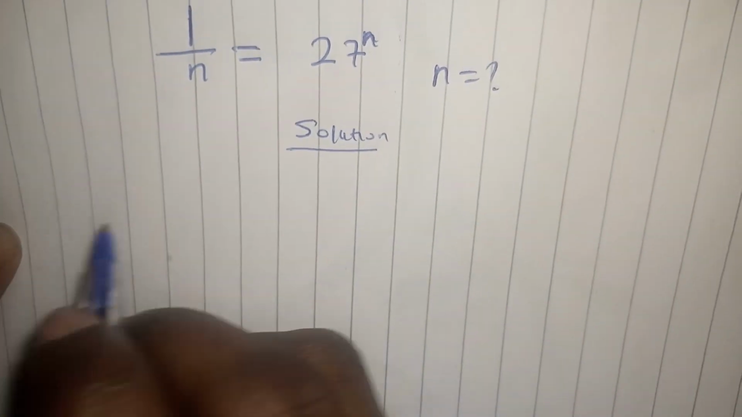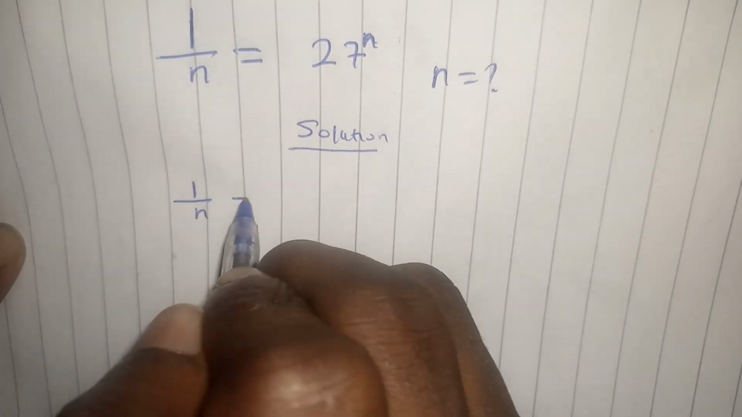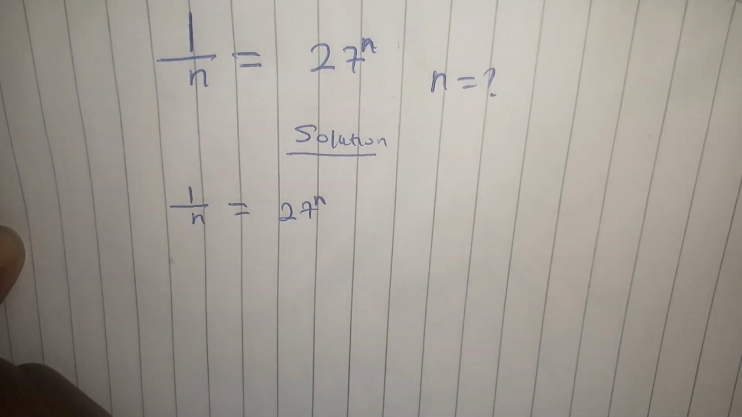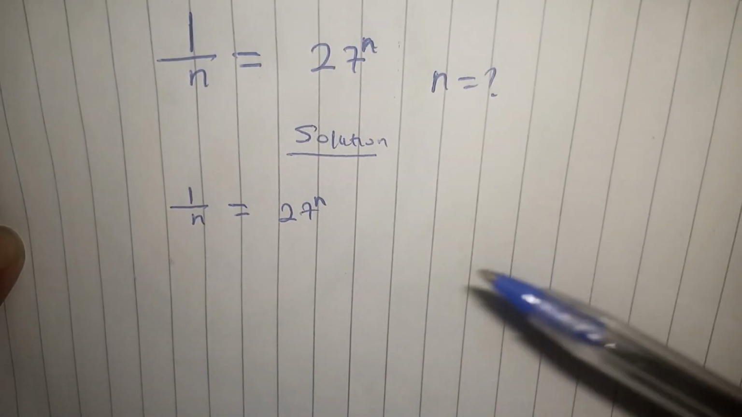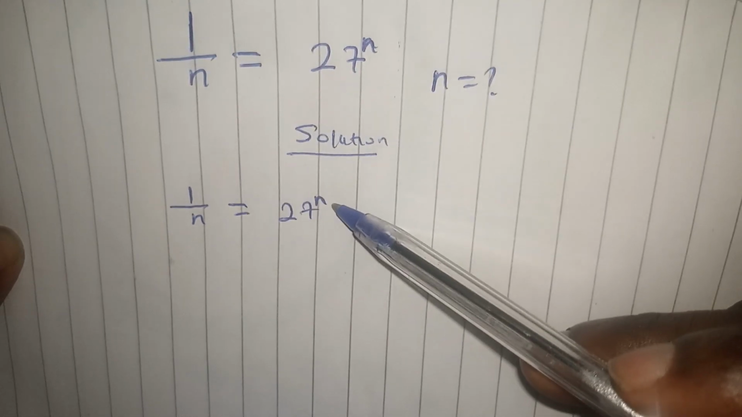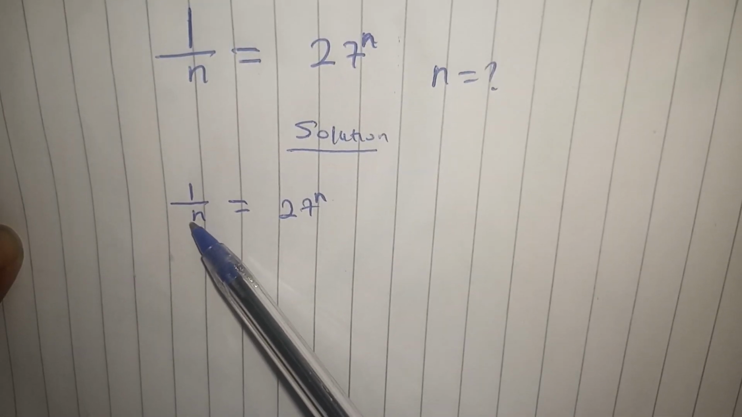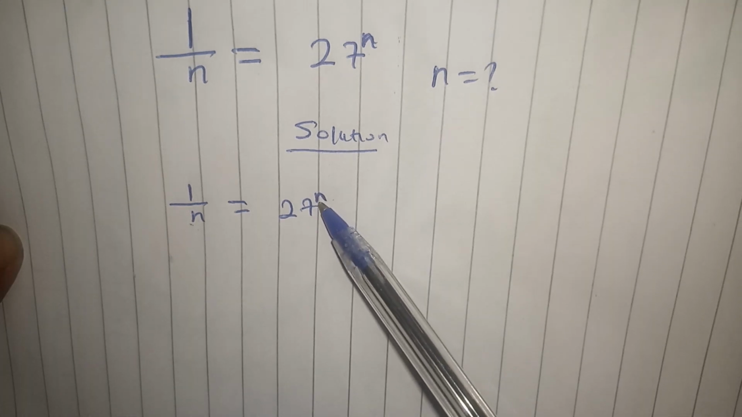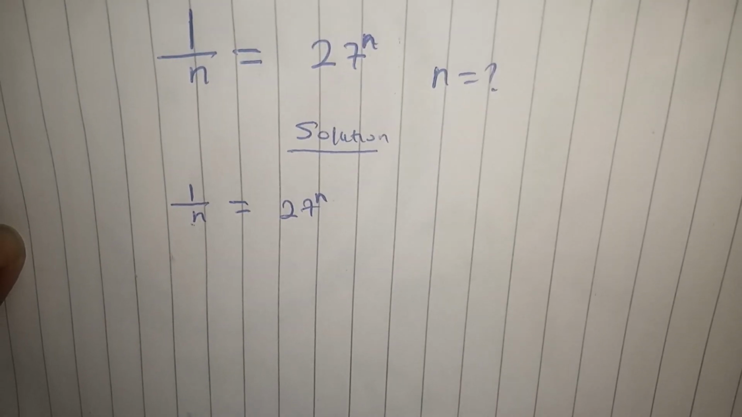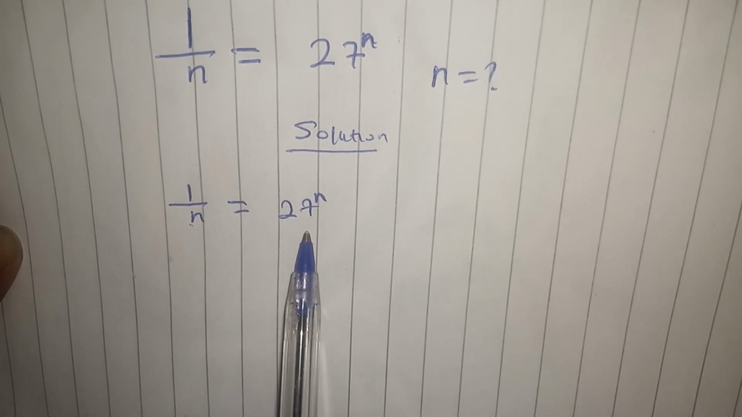Okay, so having done this, I say 1 over n equals 27 to the power of n. Looking at the right hand side, we have 27 to the power of n. And on the left hand side, we have n as a denominator, while on the right hand side, n is a power value. So the first thing I'm going to do is to resolve this right hand side.